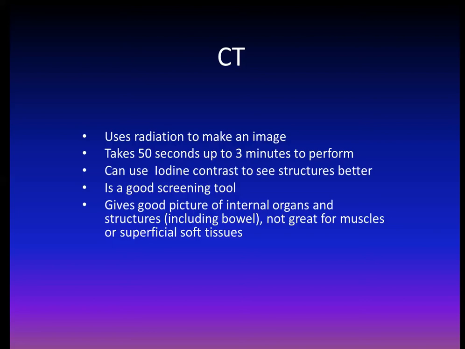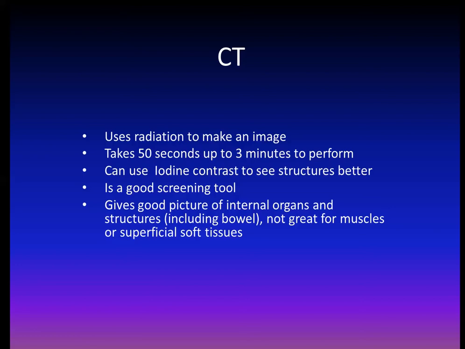It takes about 50 seconds up to 3 minutes depending on what kind of CAT scan you're doing. So for instance, a brain head CT, 35, 40, 50 seconds. Whereas if you're doing a chest CT or an abdomen pelvis CT, it's going to take a good 3 minutes at least. You can use contrast.